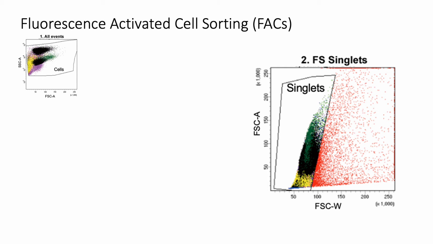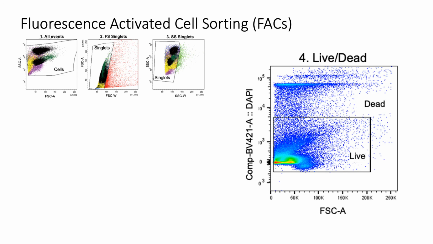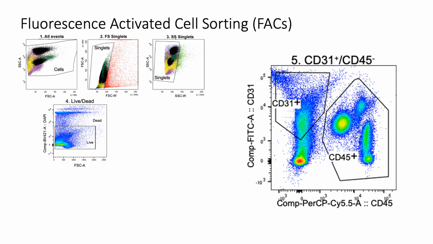We do this in plots 2 and 3, which are forward scatter versus side scatter versus area. We then select the live cells with forward scatter versus DAPI. We select the cells with DAPI localized to the nucleus as opposed to cells with DAPI in the cytosol.